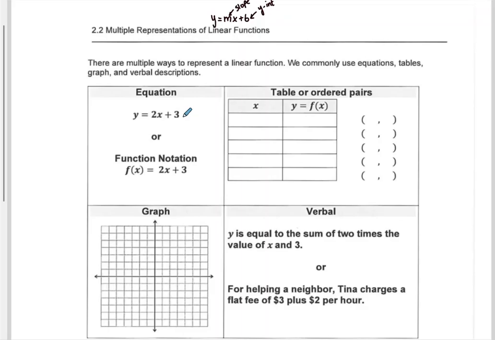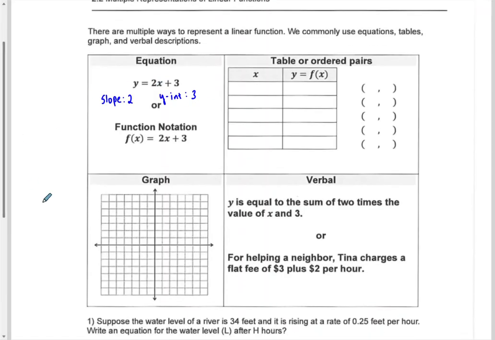This is the equation. Or we have function notation. We'll do more of function notation in the future lessons. But for now, focus on this one right here, which is the equation y equals mx plus b. In this case, we can see that the slope is 2. So this has a slope of 2. And then we know that the y-intercept is at 3. And you know what that would look like, right?